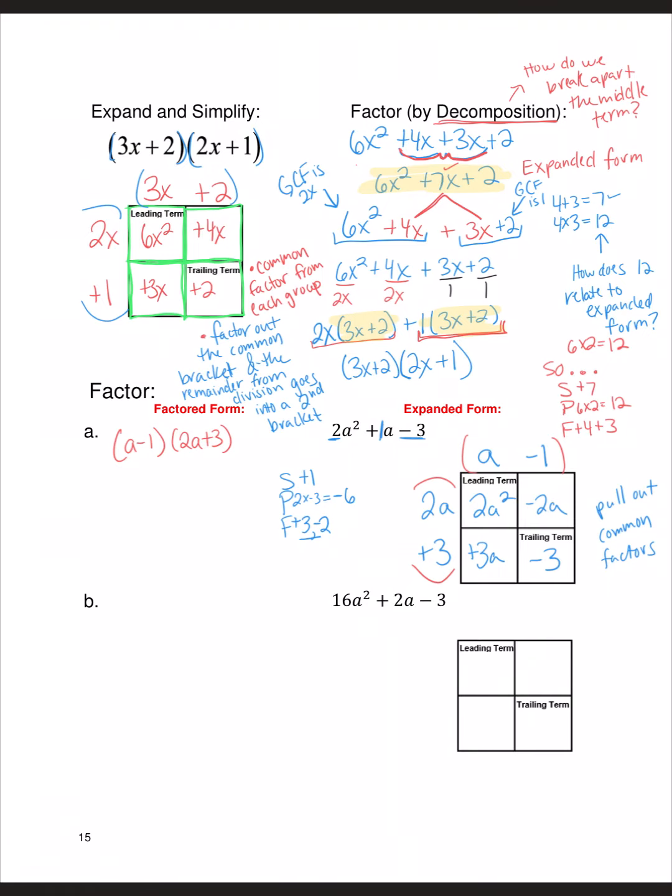Let's set up the second one and then I'll pause the video and see if you can finish it up. So we're going to put our leading term in this box. We're going to put our trailing term in this box. And then we're going to set up our SPF. Okay, we're going to need two numbers that sum to my middle number, which is positive 2, and then two numbers that multiply to my first times my third. So that's positive 16 times negative 3 equals negative 48. Okay, so see if you can figure out what those factors are. Complete your area model and write what the result is in factored form, and then we'll come back together.